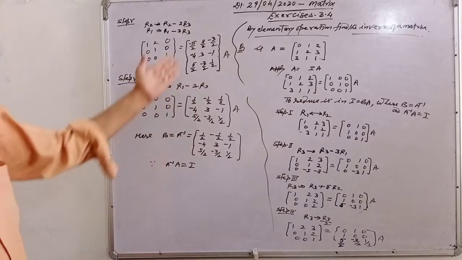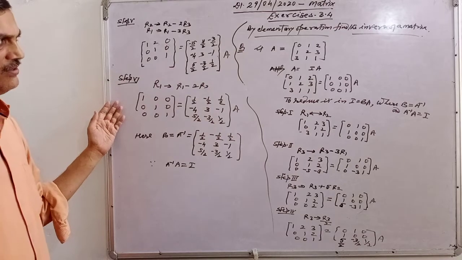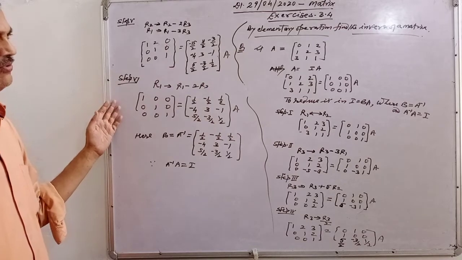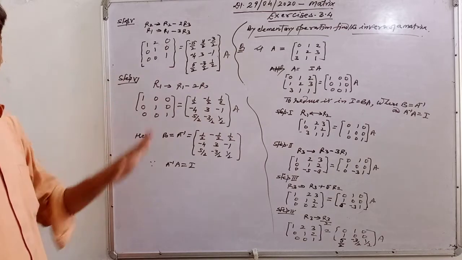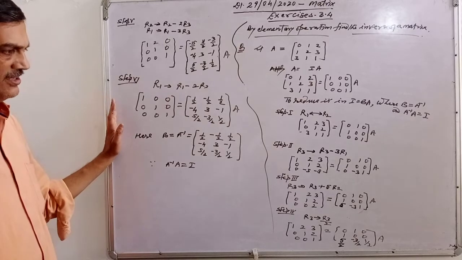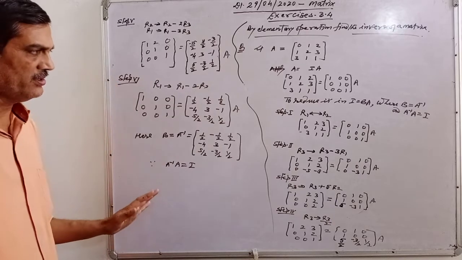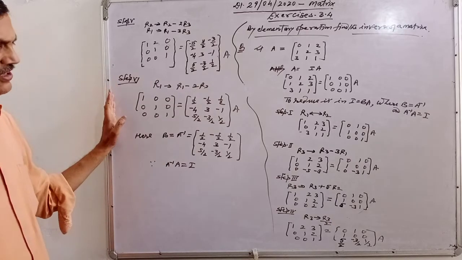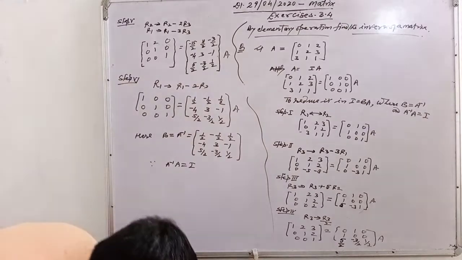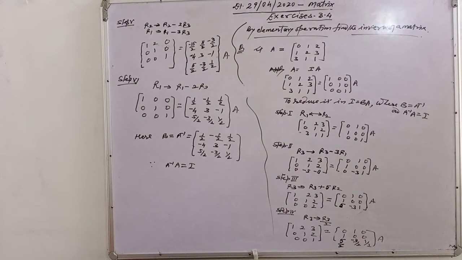So in this way, applying these steps, you can find the inverse of a given square matrix by elementary operation. Okay, so remember these steps and do carefully. Why? Because this is a little complicated. Carefully you have to do. Now we will solve.